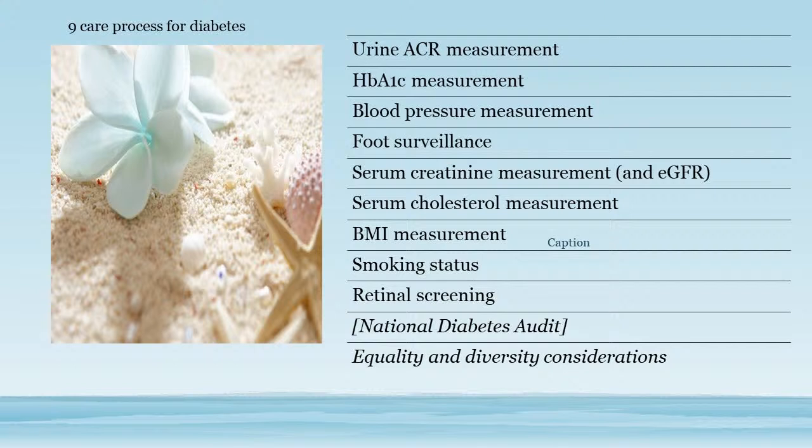Blood pressure, foot surveillance. You do a serum creatinine level. So that's for the blood, and eGFR, which is estimated glomerular filtration rate. Your cholesterol blood test, which we'll talk about. BMI, which is body mass index. Again, I know waist circumference is more accurate. The smoking and the retinal screening. So those are your 9 things, your 9 care processes.